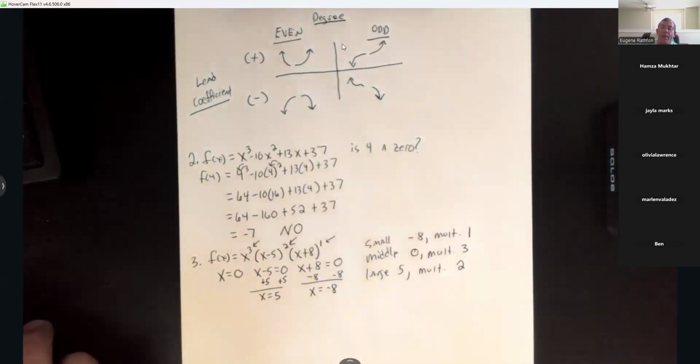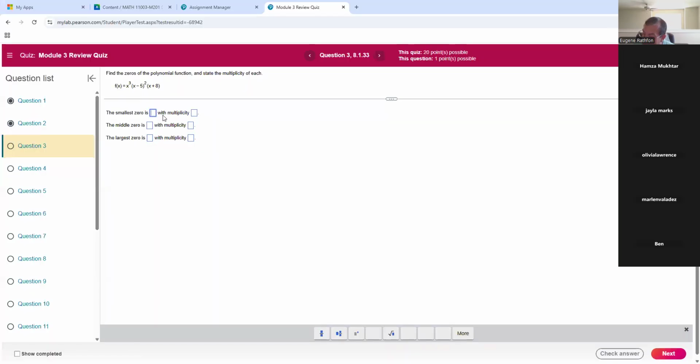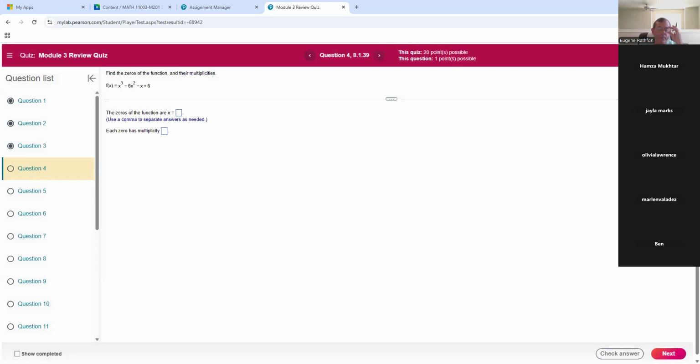All right, so here we go, throw them in MathLab. Smallest zero we said was negative 8. Multiplicity of 1. Middle zero was 0. And it had a multiplicity of 3. And then my largest zero was 5. And it had a multiplicity of 2. So, y'all, basically that problem is taking each of the factors, setting them equal to 0, okay? And then using them outside exponents for your multiplicity.